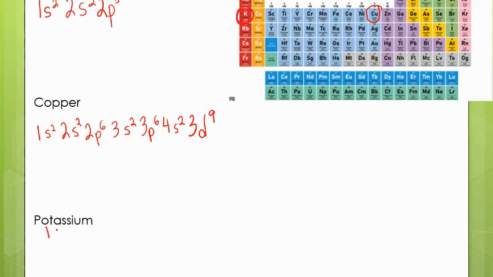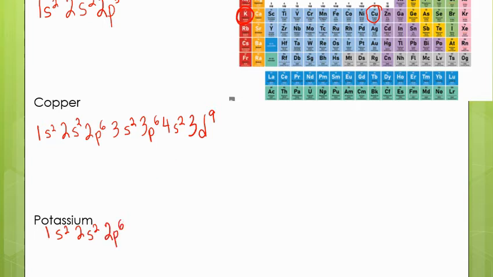We start back at hydrogen and helium. 1 for our N number, S. We have both electrons that we need. Then we go to lithium and beryllium, which is 2. We are in the S block, and we need both electrons. Then we go to boron through neon. We need all of those electrons. Our N number is 2. We're in the P block, and we need all 6.